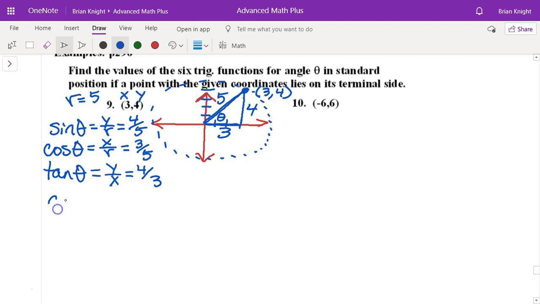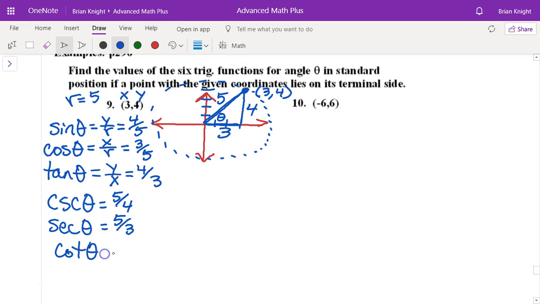And then to do the other ones, you just flip those. So that's going to be 5 over 4. Secant of theta is 5 over 3, excuse me. Wrote that wrong. And our cotangent of theta will be 3 over 4. Okay? Everybody good? All right.